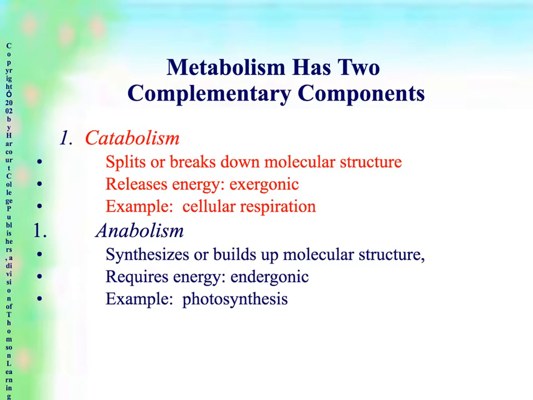Metabolism has two parts. When you did photosynthesis, we talked about how that is basically anabolism, when you're making or synthesizing glucose, or a molecular structure, and that required energy in the form of ATP and NADPH, which was considered endergonic. Now we're going to talk about catabolism. Catabolism is the opposite. It's splitting glucose or breaking down a molecular structure. So we're going to release energy, which is called exergonic, and this is cellular respiration.